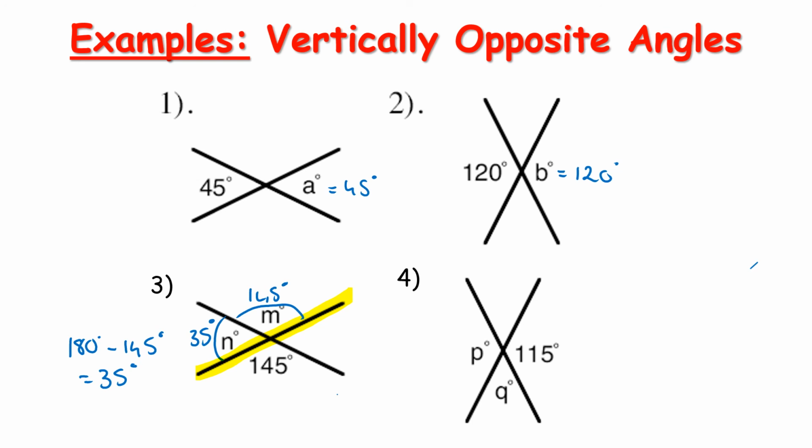So here again, question 4, P is equal to 115 degrees because vertically opposite angles are equal. I'm going to work on my straight line. I'm going to use, it doesn't matter which one you use, you'll get exactly the same answer. Here's Q, here's 115 degrees. So 180 degrees minus 115 degrees, that gives me 65 degrees, which is Q.